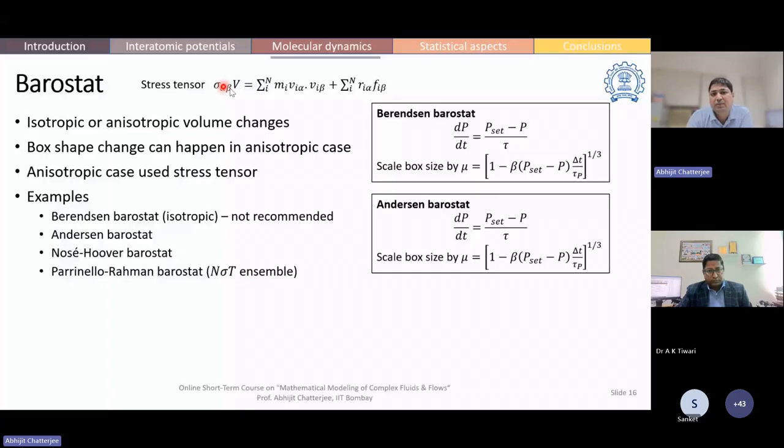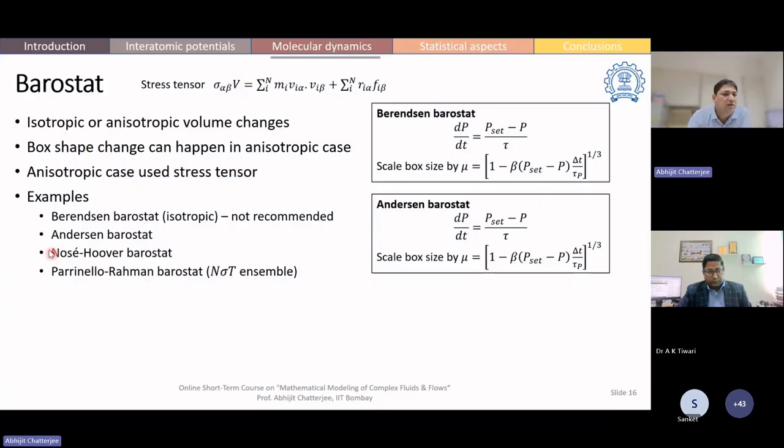It can be increased or it can be decreased, and accordingly the stresses present in the system would change. For example, if the stress is very high, then we will tend to increase the volume to lower the pressure and the stresses. So these volume changes can be done isotropically, meaning that in all directions the box changes by the same amount, or it can be anisotropic, which means the changes are not uniform. And in some of the barostats, the box can even change shape.